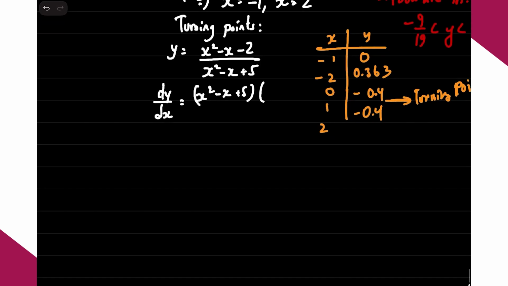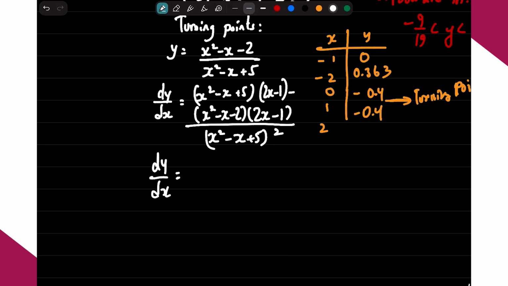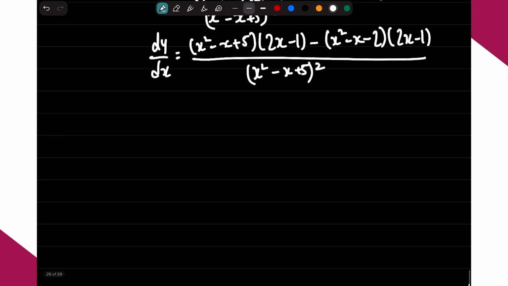But still, just for the sake of differentiating, what we could just do is v, then we got u prime v minus u v prime, over v squared. Okay, so dy/dx is going to be x squared minus x plus 5, times 2x minus 1, minus x squared minus x minus 2, times 2x minus 1, over x squared minus x plus 5, whole squared, and you got to solve this.